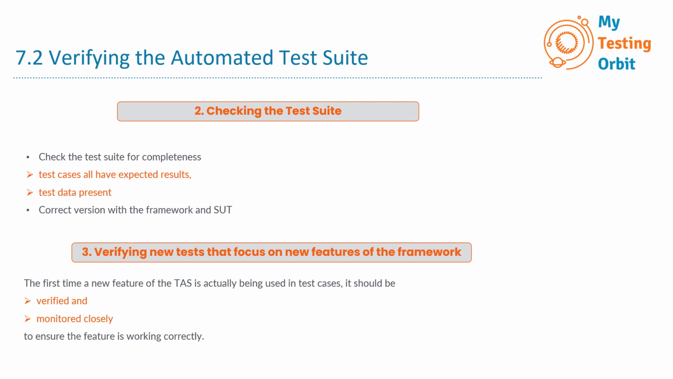Monitoring closely means keeping a close eye on how the new feature behaves in the test cases. It requires continuous monitoring to catch any problems, mistakes, or unexpected actions that might happen because of adding this new feature. So the ultimate goal is to make sure that the new feature is functioning correctly within the automated test suite. This means that it works as expected and does not create any problems for the existing functions or test cases.